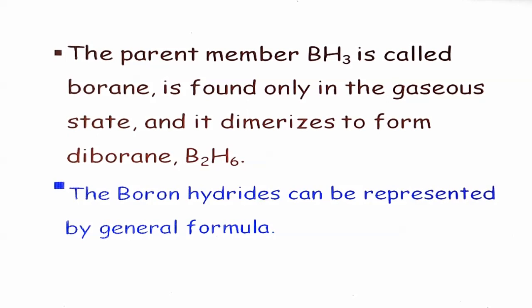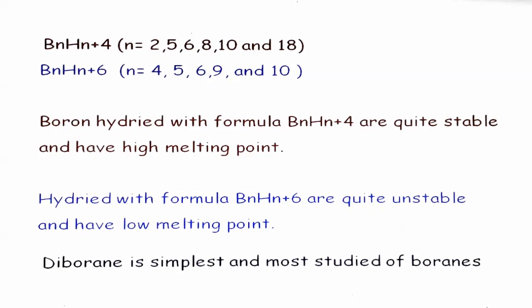The parent member BH3 is called borane, and it is found in the gaseous state and it dimerizes to form diborane, that is B2H6. The boron hydrides can be represented by the general formula BnHn+4, where n is equal to 2, 5, 6, 8, 10 or 18. And the second formula BnHn+6, where n could be 4, 5, 6, 9 and 10.